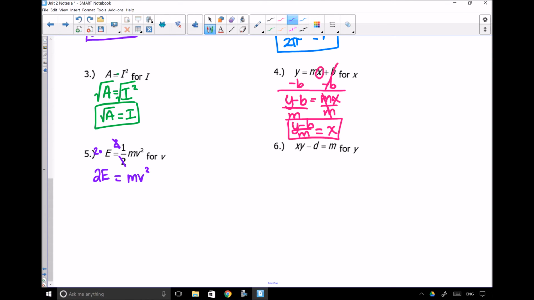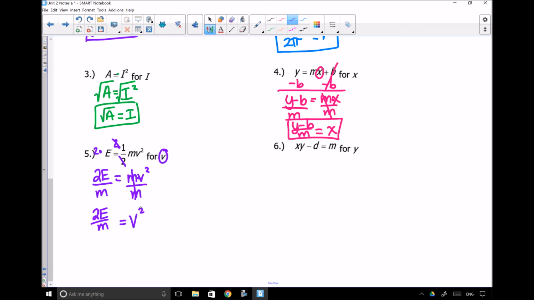Okay? Now my next goal is to get rid of this number in front of the v squared. Remember, our goal is to get v alone. So how do I get rid of this multiplication? The opposite of multiplication is division. So I'm going to divide both sides by m. Well, my m's cancel out, so I get v squared equals 2e over m.